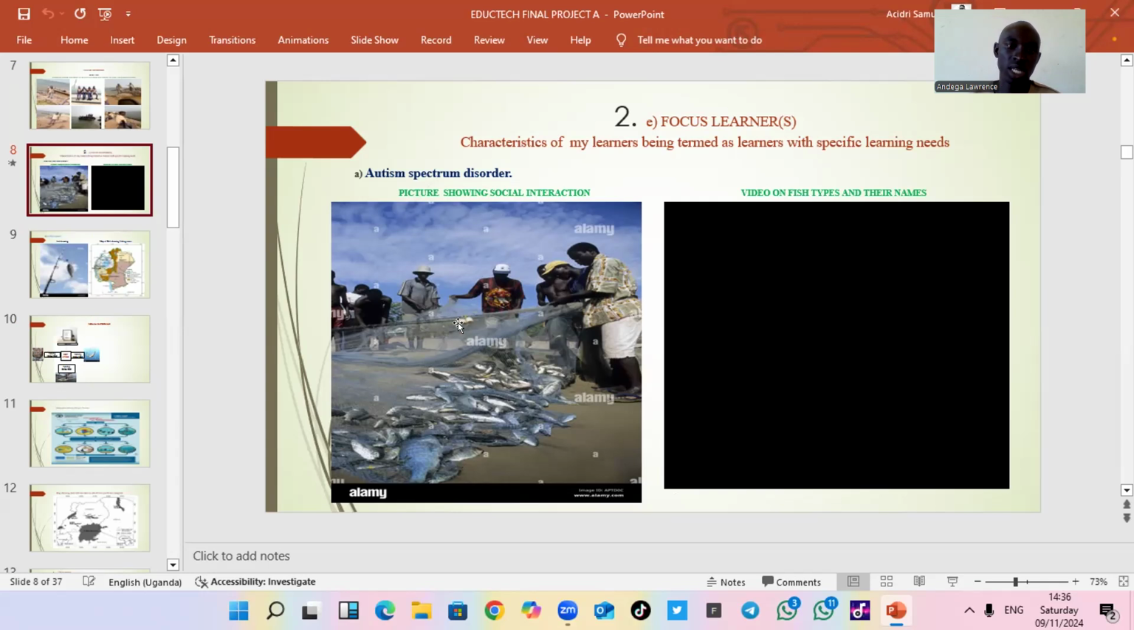We can see here in this picture that there are people working together. I believe in the picture that people were talking as they were trying to remove the fish from the nets. So this picture shows how socialization is important. Interacting with other people is important. So this picture motivates those with the challenges to enter into those groups and learn more.